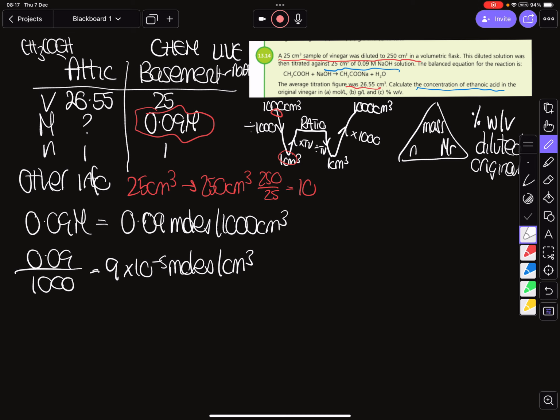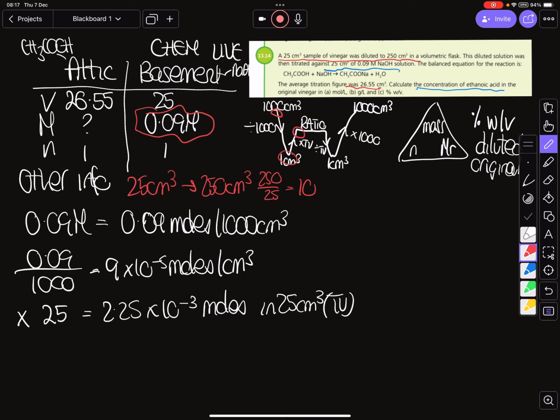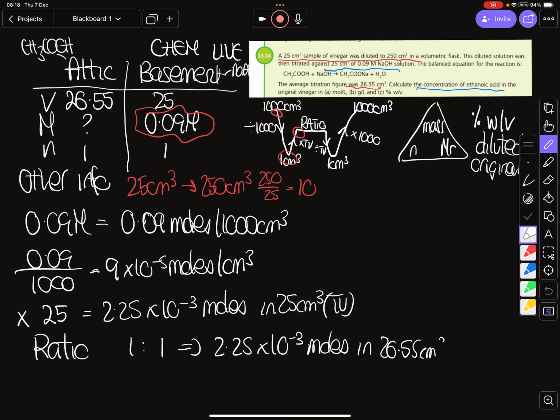We're now going back up. So to go back up, we multiply by the titre volume, which was 25. And now we have 2.25 by 10 to the minus 3 moles, and that is in 25 centimeters cubed, which is our first titre volume. So now we have gone up to here. On our W, we're now going to apply our ratio, which is the flat part of our W. Our ratio is 1:1, so that implies I must have 2.25 by 10 to the minus 3 moles, but now this is going to be in 26.55 centimeters cubed. That is our other titre volume, so now we've applied our ratio on our W.